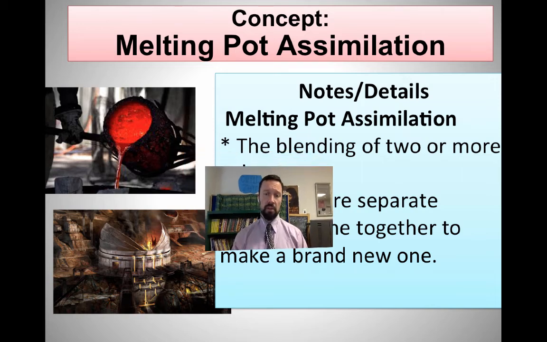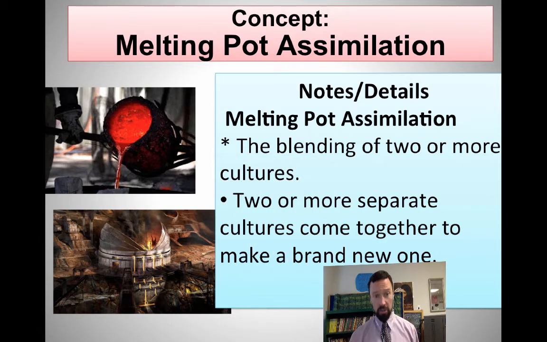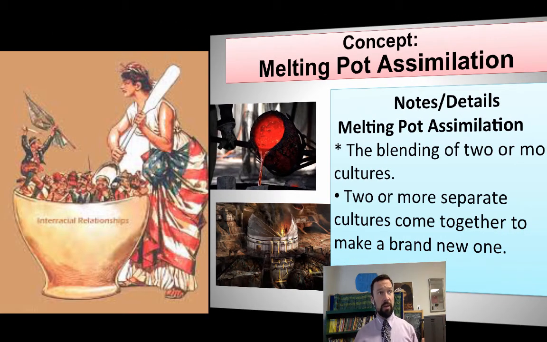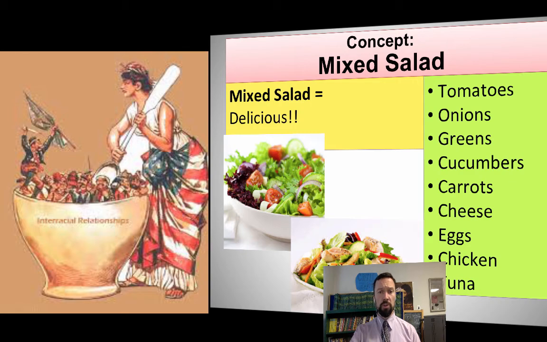Melting pot assimilation has to do with the blending of two or more cultures, right? So you have two or more separate cultures that come together to make a brand new one. So the idea of the American melting pot is that people come in the U.S. and they share some of what they have from their culture. So they might say, hey, look, I'm from Italy. I brought Italian food. Spaghetti. Super yummy. So now I'm leaving that here while I'm still adapting to the U.S. culture and learning English and eating McDonald's and drinking a lot of soda. Gross stuff like that. So two or more separate cultures coming together to make one.